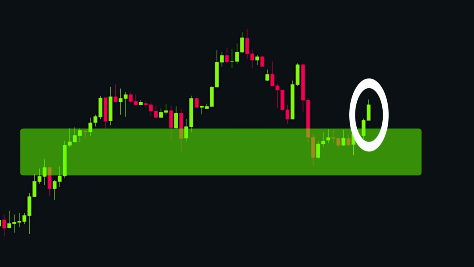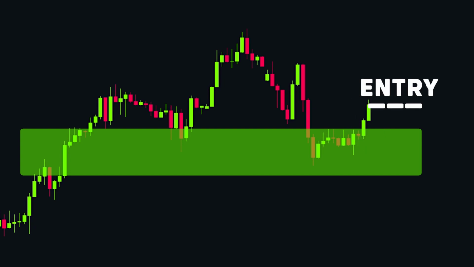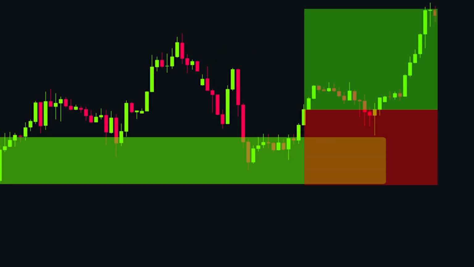This is the sign of buyers stepping in aggressively. Let's go long from this point. Set your stop loss below the support zone and place your target as per the risk to reward ratio you want. The price continued moving upwards, resulting in significant profits from our trade.